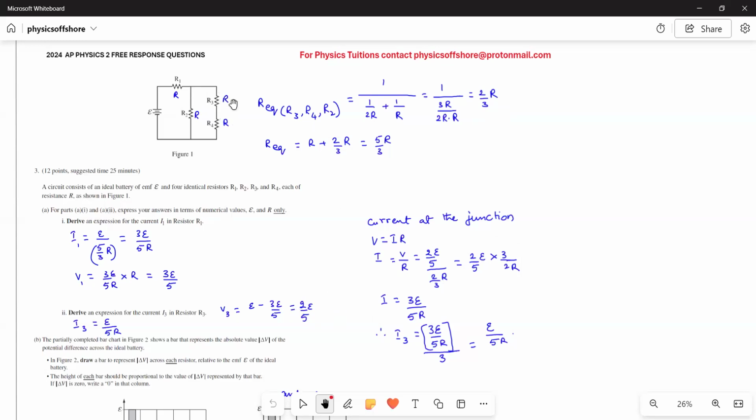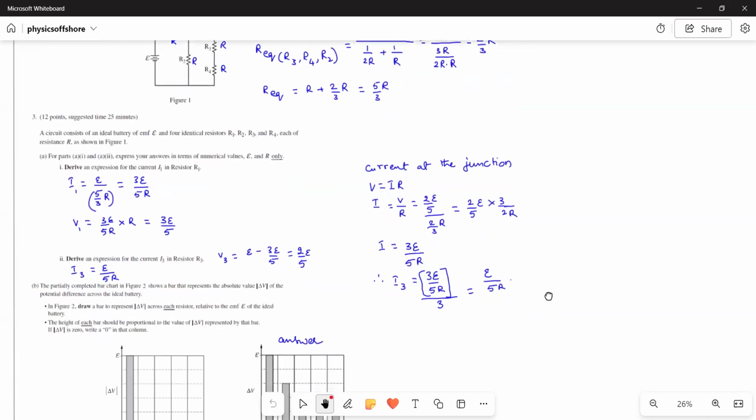Now, what is the current at R3? This current is divided among the three resistors. All the three resistors have the same resistance. Therefore, this divided by 3 gives the current at the resistor R3. So the current at resistor R3, I3, is equal to E by 5R. The same thing I wrote here.